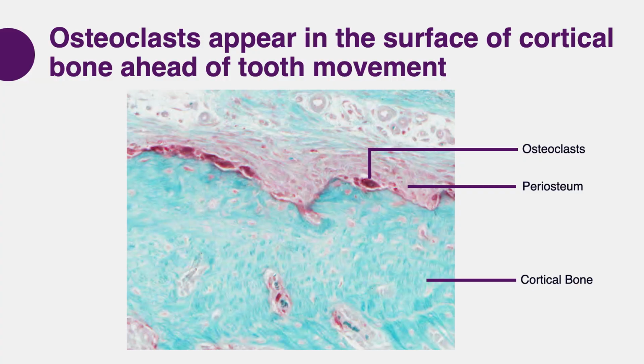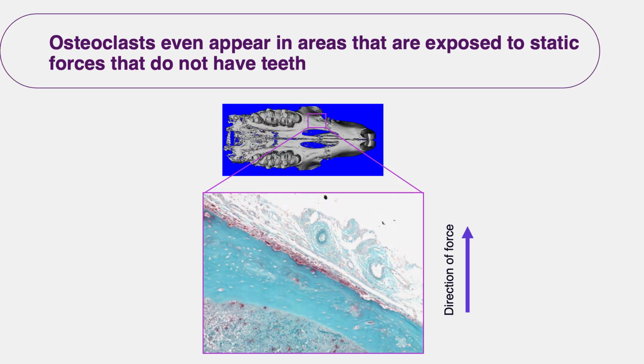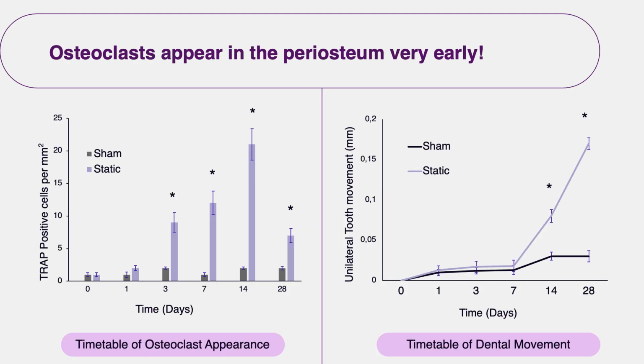When we look at histology, we notice that these cells appear way ahead of tooth movement, and actually sometimes appear even in areas where there is no tooth. So if we look at the graph of the tooth movement and the time of appearance of these osteoclasts, there is no relationship between them, which means that the appearance of these osteoclasts is not dependent on orthodontic tooth movement, and we reject the common understanding that tooth movement causes bone resorption in the buccal cortical bone. It is not related to the tooth movement.